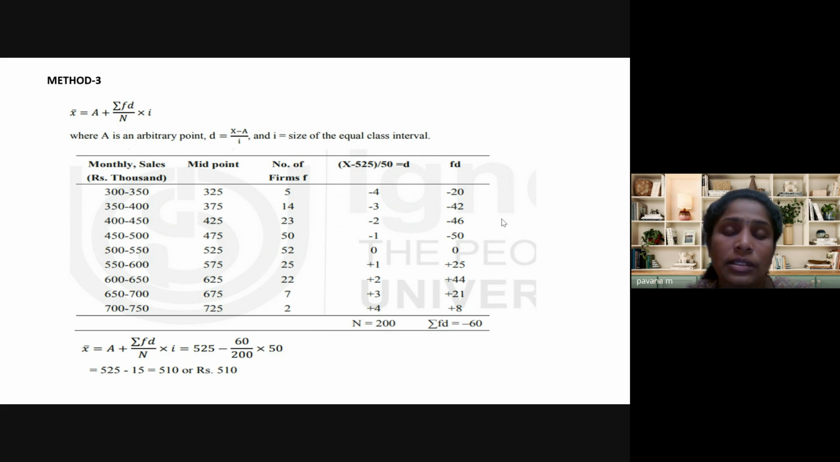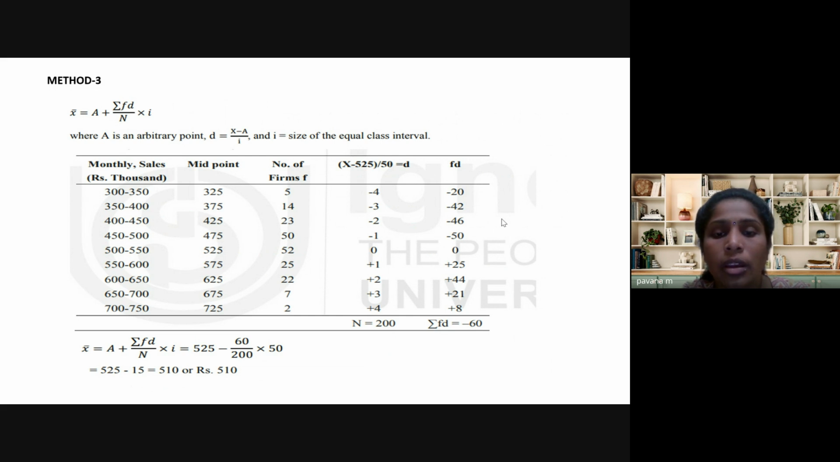So here you are considering the class intervals also. Through this particular formula, if you want to calculate the arithmetic mean, again you have to use the table. So in this particular table, as we already discussed, the monthly sales is given in the continuous series and frequency is also given. So you have to calculate the midpoint of the class intervals. Now you have to calculate capital X minus A by I.